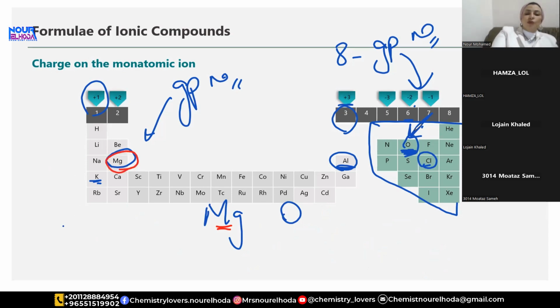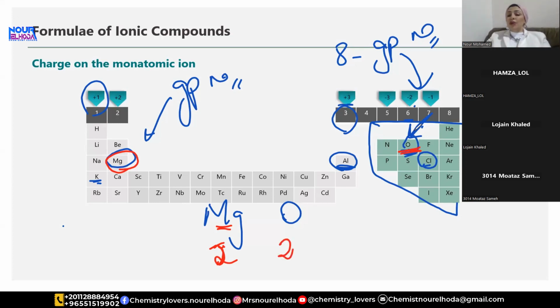Since magnesium is in group 2, I'm going to put 2. What about oxygen? Oxygen is in group 6. Since oxygen is in group 6, I'm going to do 8 minus 6. So what's the number you should put? 8 minus 6, I'm going to write 2.